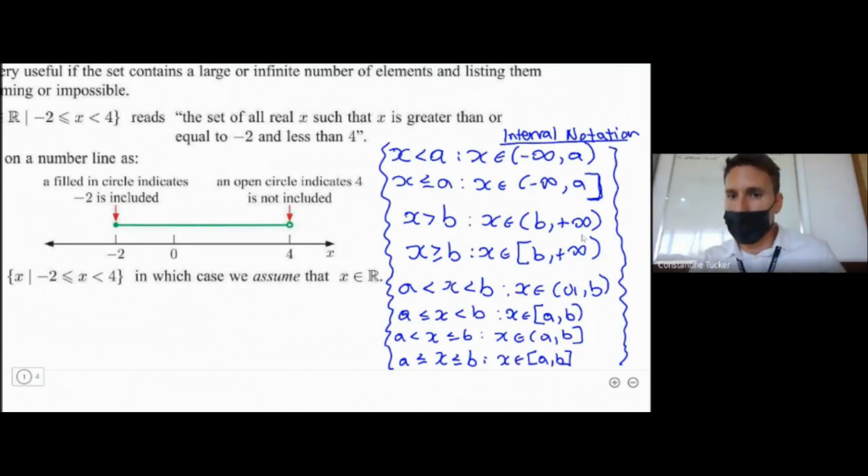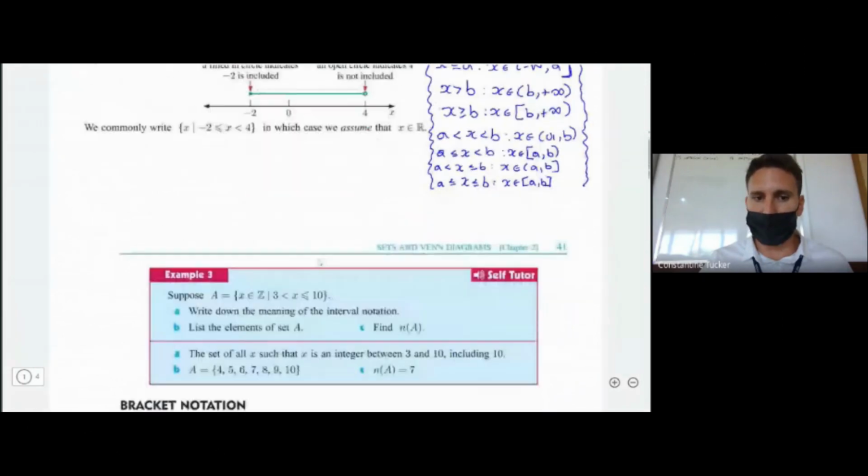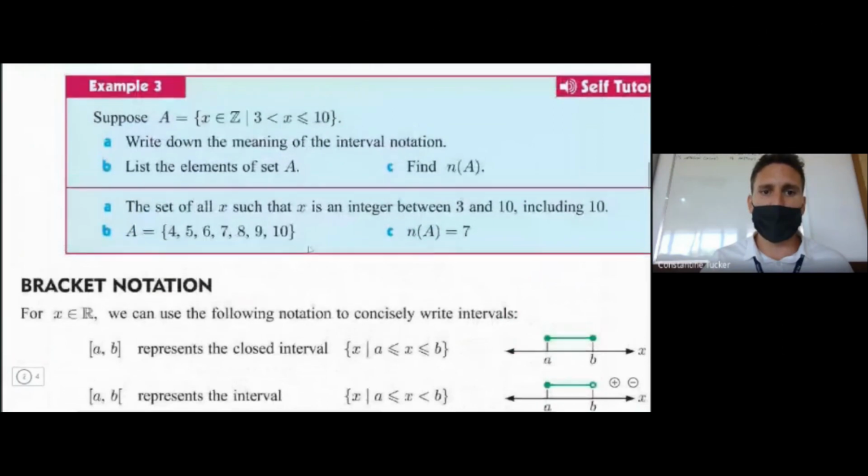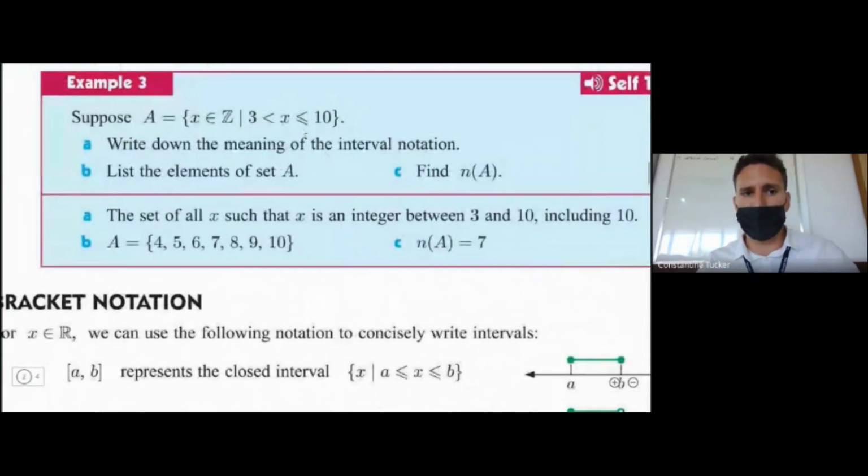So what I'll do is I'll actually upload this on Google Classroom so you have this list and it will all make perfect sense. But let's just move on and talk about some examples here. So here, firstly, what is the meaning of this interval notation here?